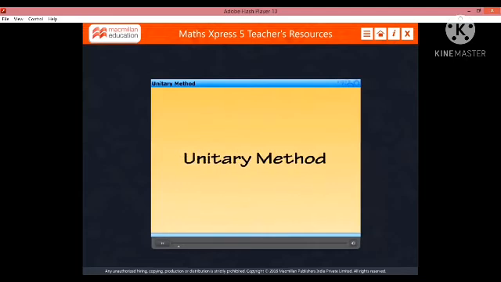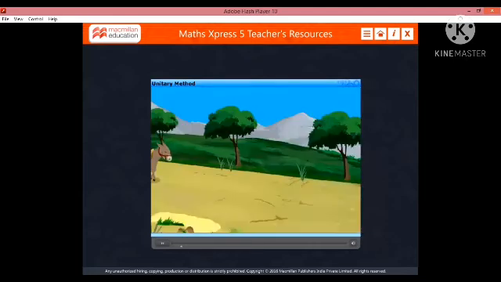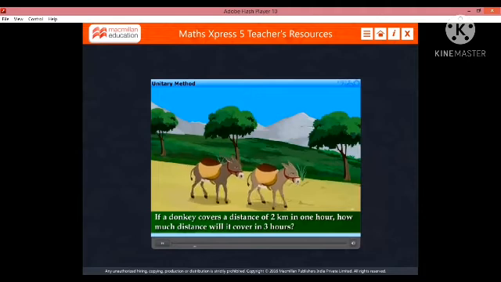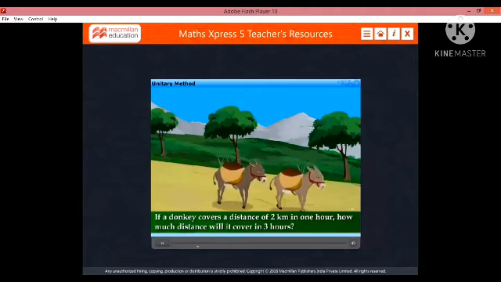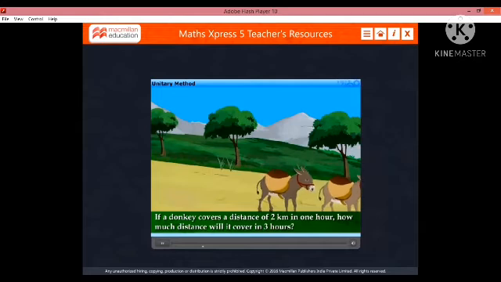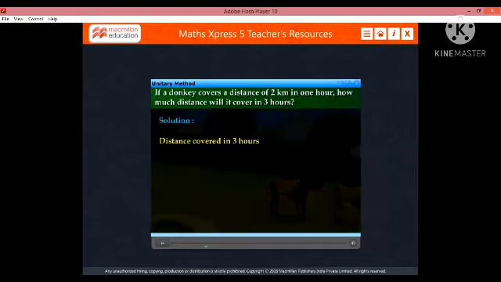Unitary method. You know that donkeys are used to carry loads from one place to another. They walk slowly due to the load on their backs. If a donkey covers a distance of 2 kilometers in 1 hour, how much distance will it cover in 3 hours? To know the distance covered in 3 hours, we multiply the distance covered in 1 hour by 3 to get 6 kilometers.